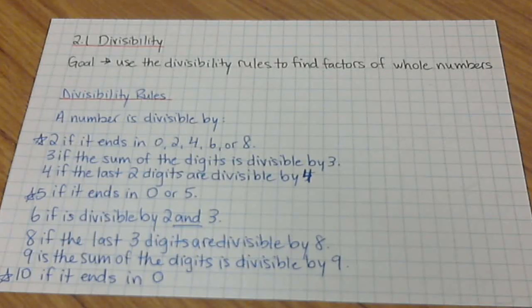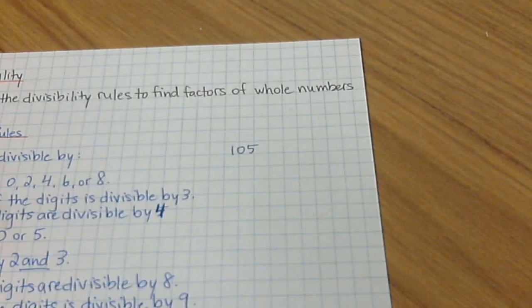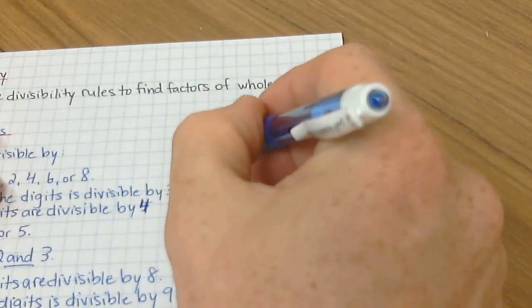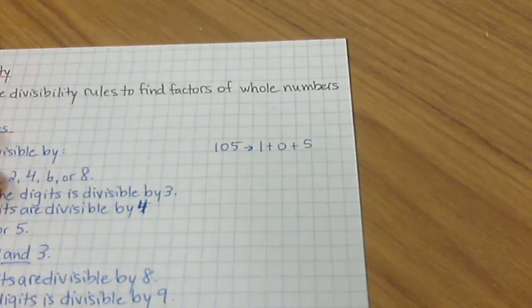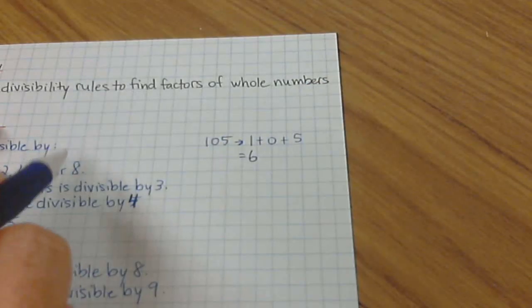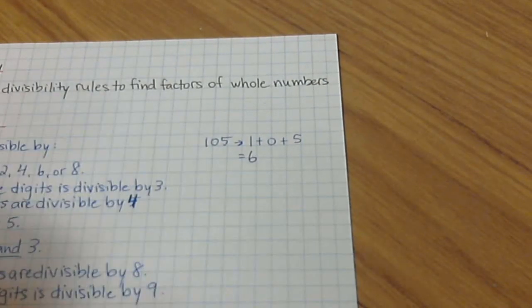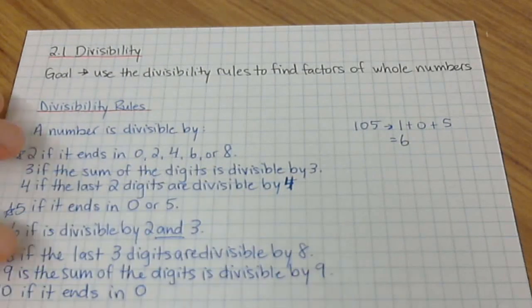The other ones are kind of neat. A number will be divisible by 3 if you add up the sum of the digits. So say we have a number like 105. What we do then is add up the digits: 1 plus 0 plus 5 equals 6. Because 3 fits into 6, that means 105 is going to be divisible by 3. Kind of a neat little trick.